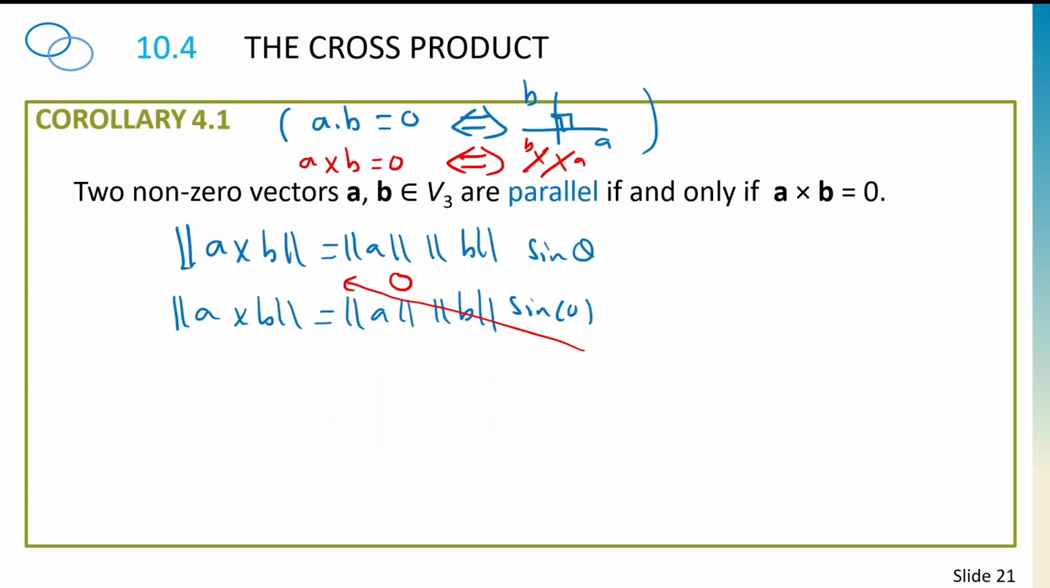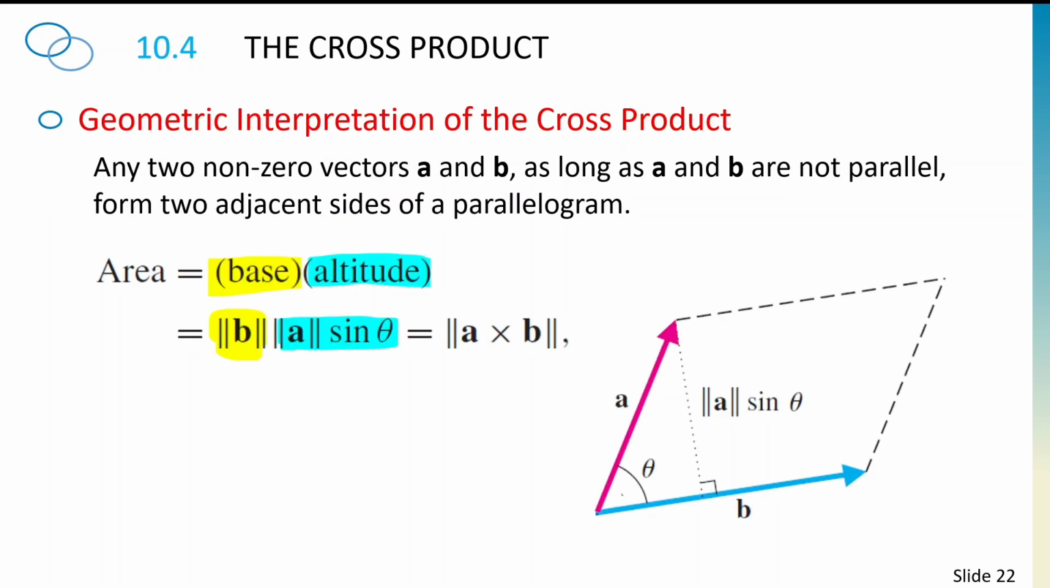If the dot product equals 0, then the two vectors are perpendicular to each other. If the cross product equals 0, they are parallel to each other. One of the applications of the cross product is that it allows me to find the area of the parallelogram. The area of the parallelogram is the base times the height. So if I need to find the height here, it's very simple.